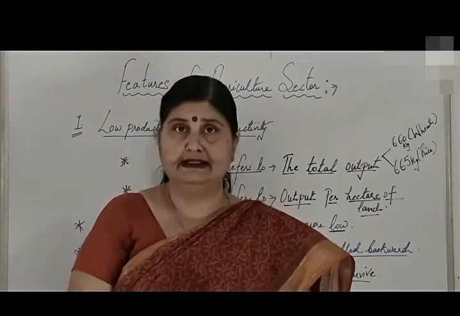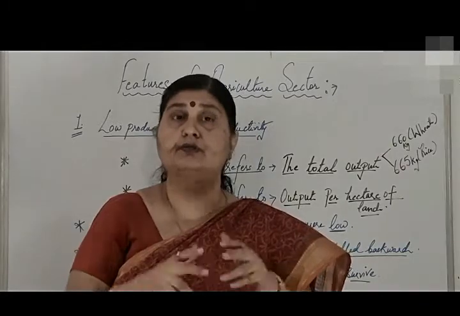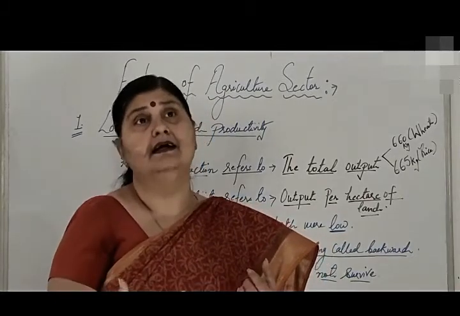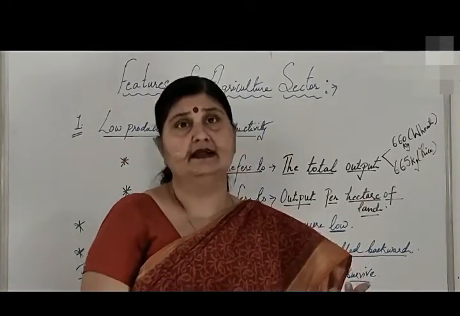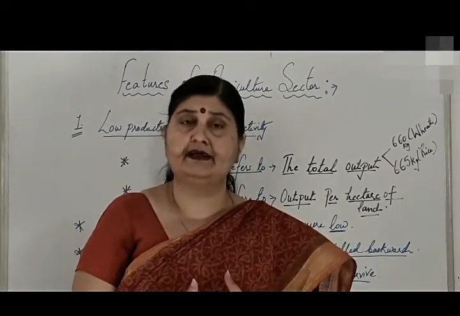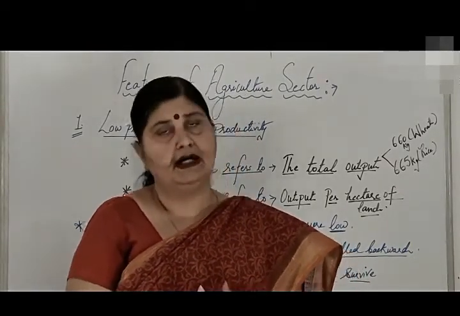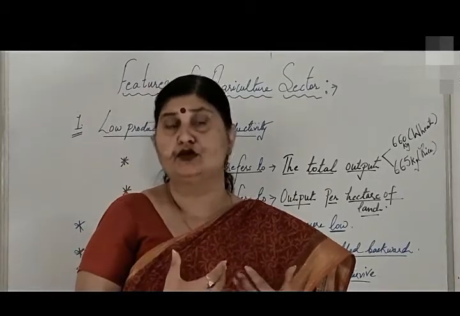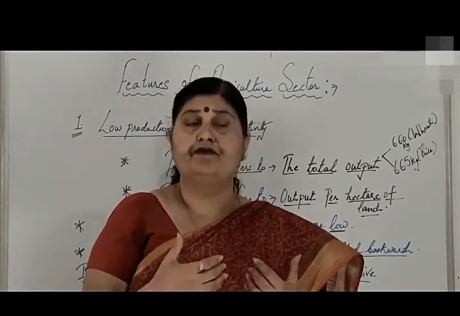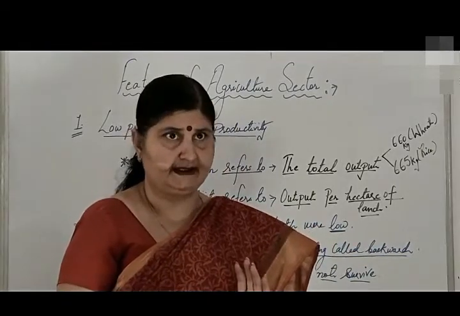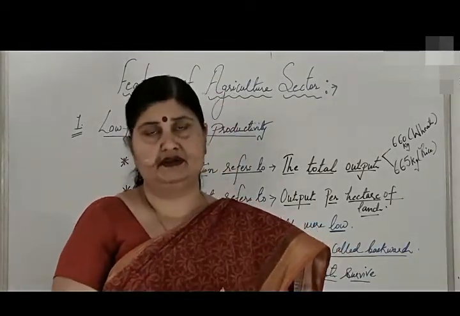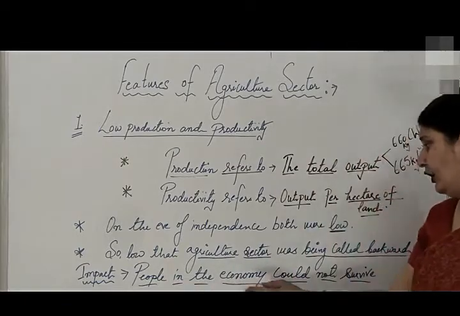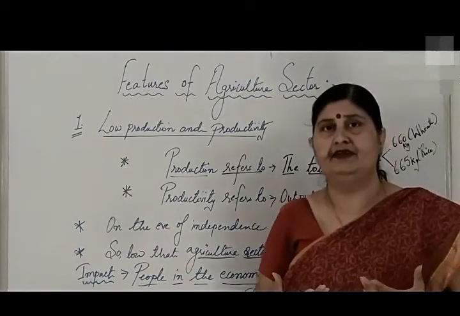They were so low that the Indian economy was called backward because of the low yield, the low output, the low techniques, and the lack of irrigation facilities which were prevalent at that time. It made it very difficult for the farmers to survive. The yield of wheat at that time was only 660 kgs. Of rice was only 665 kgs. So it was quite low for the survival of the population of the country. The end result and impact was that people in the economy could not survive and fulfill their basic needs.